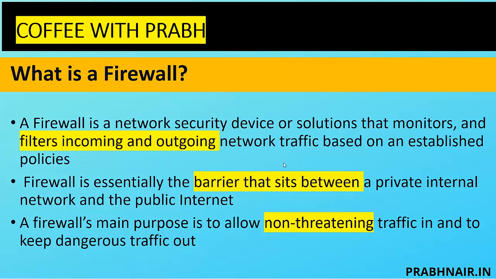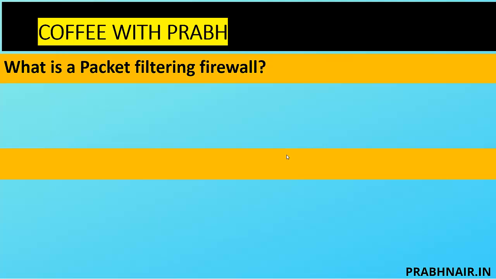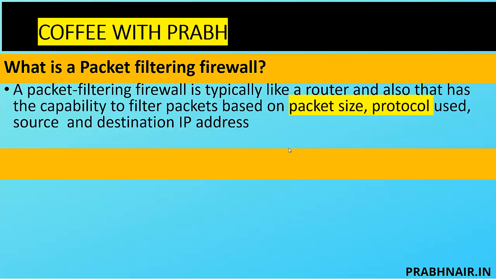So what is a packet filtering firewall? A packet filtering firewall is typically like a router, which has the capability to filter packets based on packet size, protocol used, and source and destination IP address. That is called a packet filtering firewall. It works on layer 3 of the OSI model. For example, the router is the best example of a packet filtering firewall.